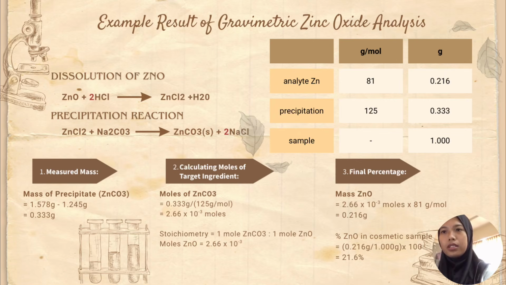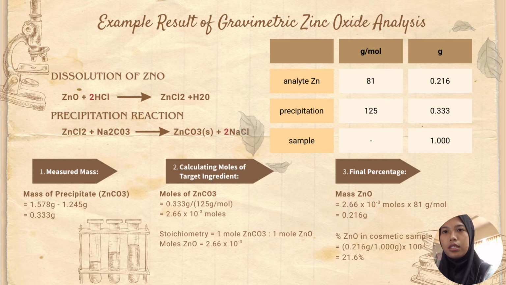Thank you. Hi everyone, so for my part, I will break down the precise chemical and mathematical steps behind our gravimetric determination of zinc oxide. As you can see, the analytical process is divided into 2 core chemical phases, dissolution and precipitation.